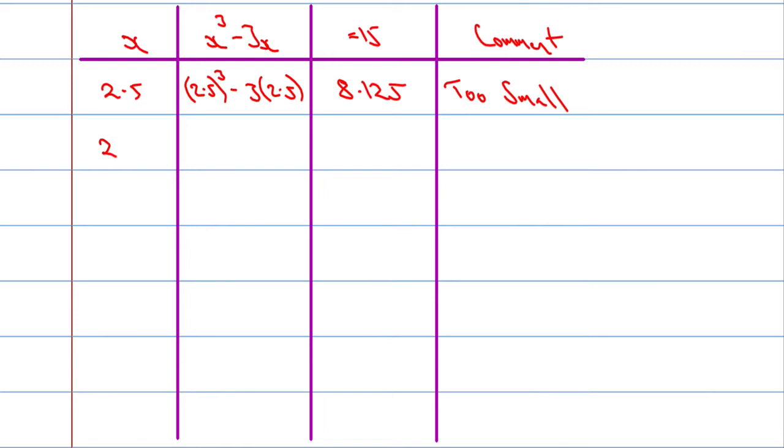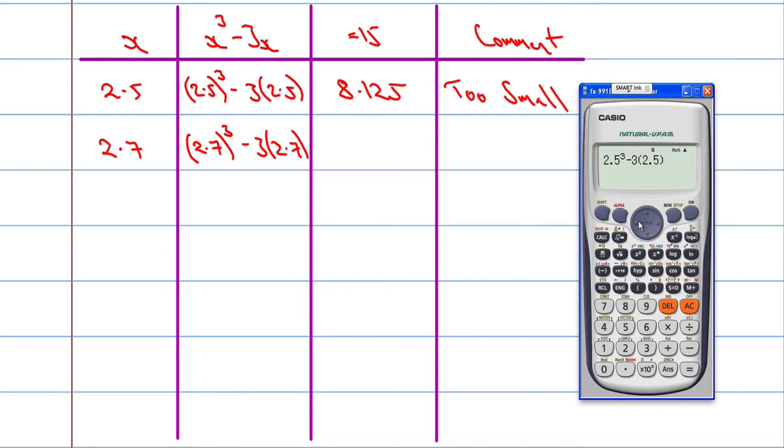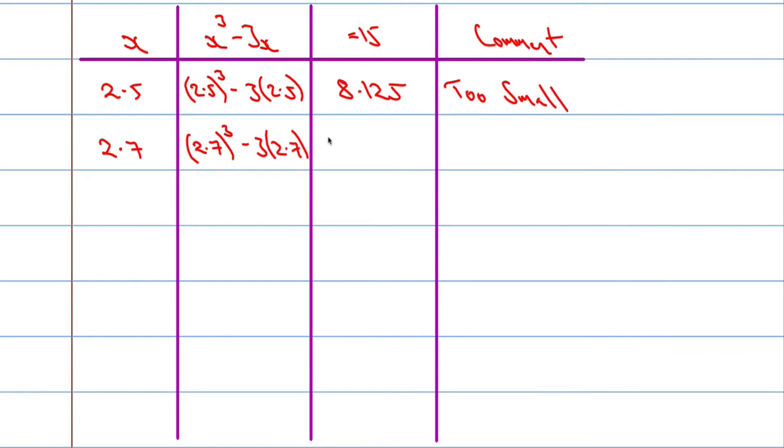So I'm going to go to 2.7. The temptation might be to go to 2.75, but we don't need to do that. Stick to one decimal place for now. So plugging this in, 2.7 cubed minus 3 times 2.7. Get your calculator out. I've got everything set up already, so I just need to change these to 2.7, so I don't have to type everything in again. 2.7 cubed minus 3 times 2.7, 11.583. And this is also too small. So it must be between 2.7 and 3.